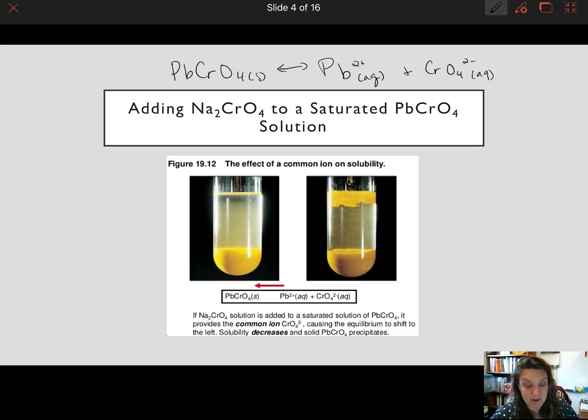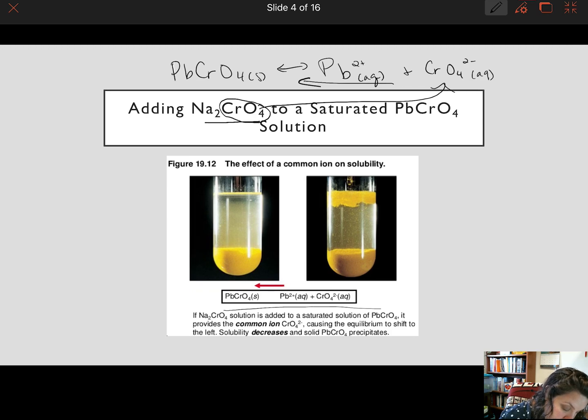So if we add in something with a common ion, such as sodium chromate, that will completely dissociate and produce sodium ions and chromate ions. We know that because all sodium salts are soluble. So this substance will add in here, which will cause a shift back towards our solid. So we can see in this picture, prior to adding the sodium chromate, we have less solid, and then after adding in the sodium chromate, we get an increase in the amount of solid that we produce.